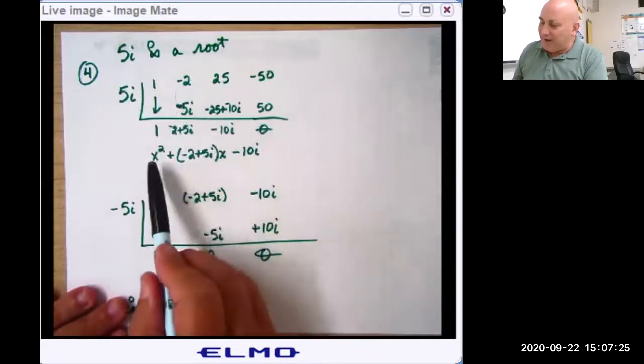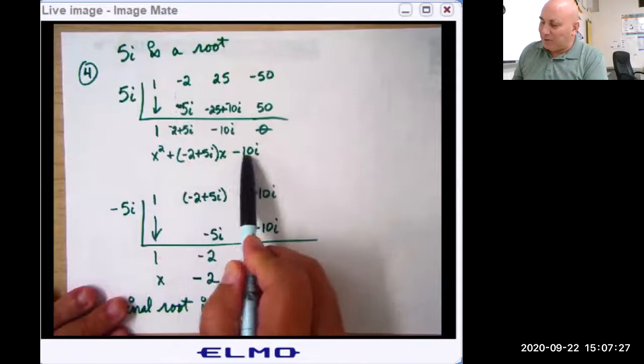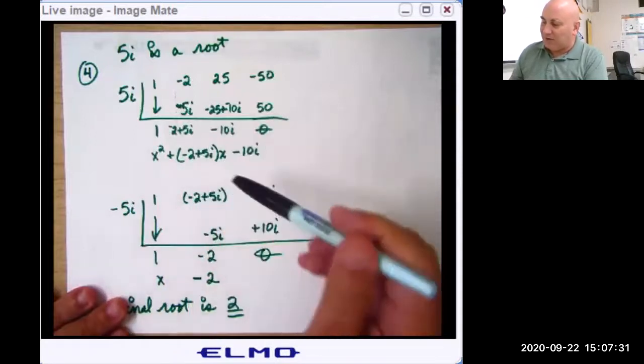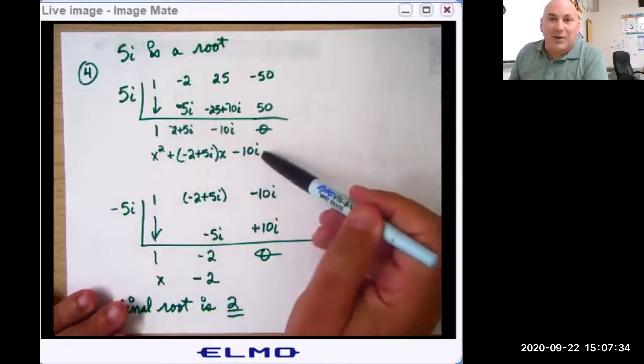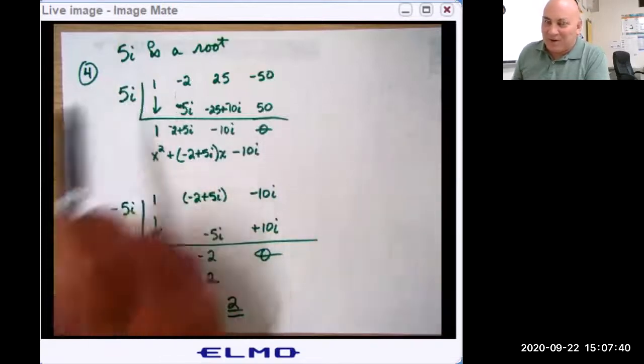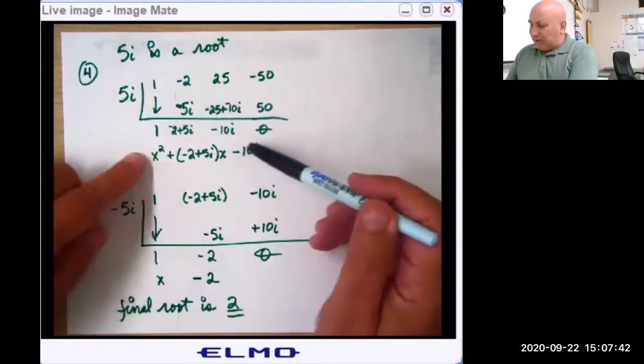minus 5i times this polynomial, because that's got to be an x squared, that's an x to the first, and that's a constant. Notice that this polynomial does not have real coefficients, because we've already taken one of the imaginary ones out. Alrighty, so let's do this one.